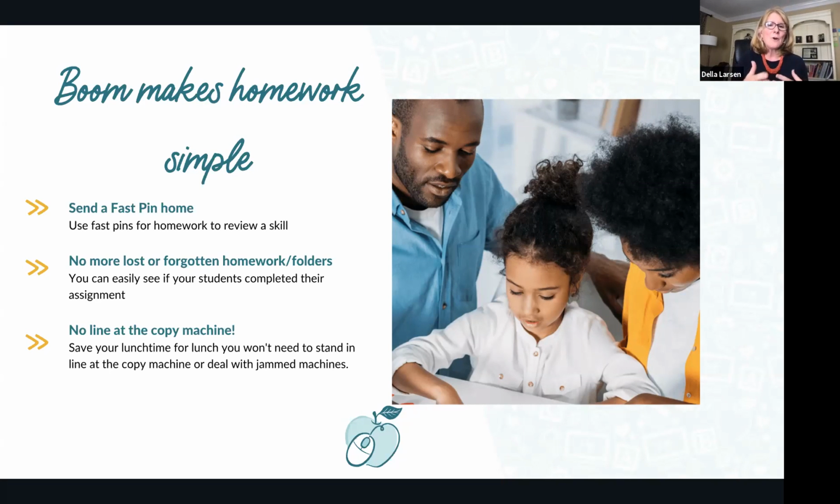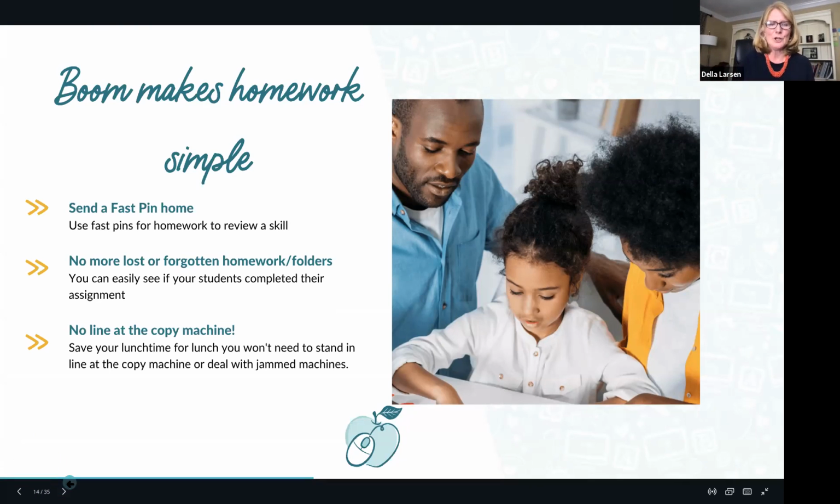So using Boom for homework is really easy. It saves you a ton of time, and it's actually meaningful for the kids. And if you work in the inner city like I did, a lot of my kids didn't have pencils, they didn't have crayons, they didn't have glue sticks, they didn't have scissors. So to send them worksheets home, it just didn't work.